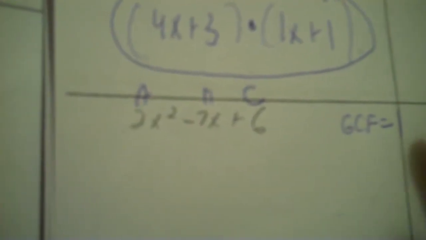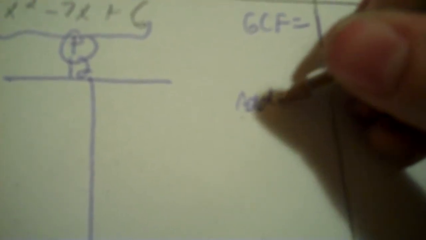Okay, next problem. A, B, C. GCF equals... 2, 7, and 6 are only found in the first row, so it's a 1 GCF. So I'm not doing that obviously, so I make my table. 2 times 6 is 12, positive 12, and I'm adding to try to get to -7.